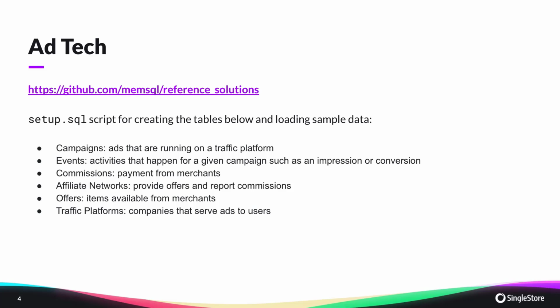There's a campaigns table, which is information about ads that are running on a traffic platform. There's the events table, which records activities that happen for a given campaign, for example, an impression or a conversion. The commissions table records payments from merchants. The affiliate networks table records information about offers and reports on commissions. There's the offers table, which contains items available from merchants to be advertised. And then lastly, there's the traffic platforms table, and these are companies that serve ads to users.